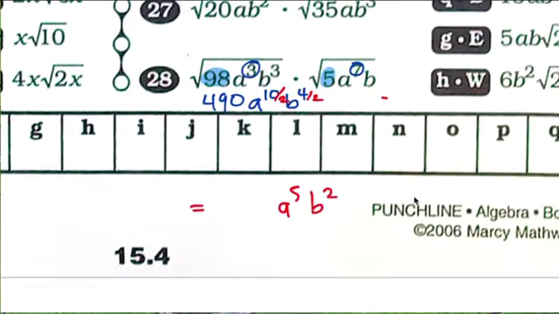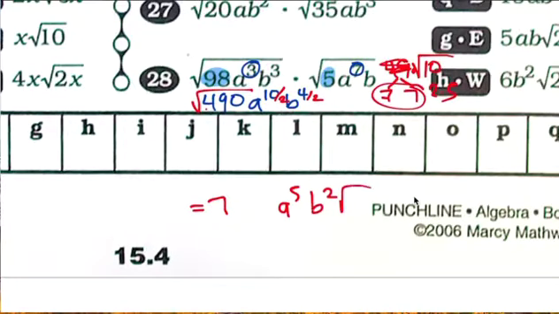Now the square root of 490 is 49 times 10. Now 49 is 7 times 7. We have one pair, so 7. 10 is not a perfect square. 5 times 2 is 10, so square root of 10. So your answer is 7, a to the 5th, b to the 2nd, square root of 10.